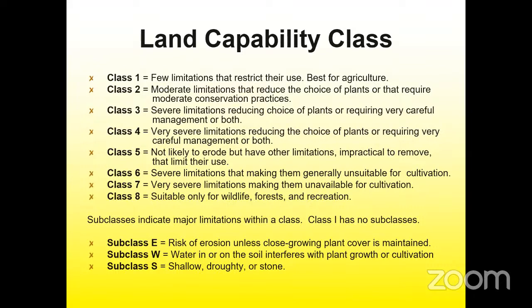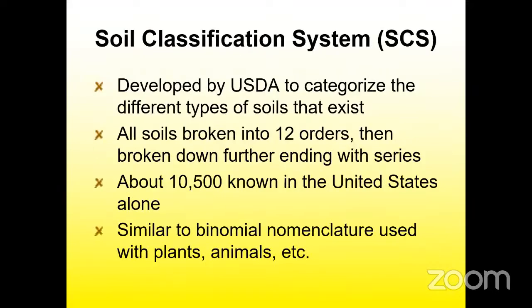The soil classification system was developed by the USDA to categorize the different types of soils which exist. Almost all soils are broken into the 12 orders, and again it is divided further. Regarding the availability of soils, we see about 10,500 known in the US. That is based on the US data.